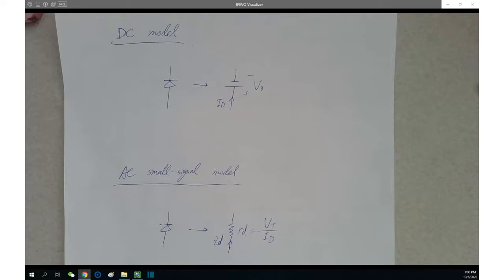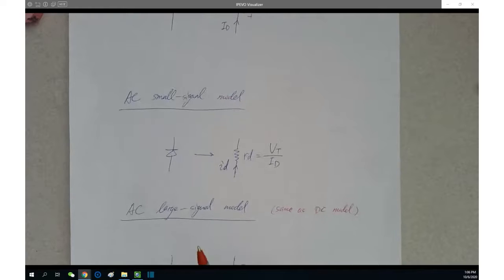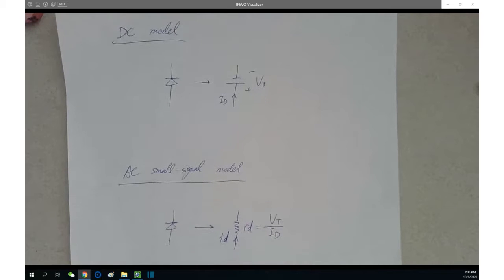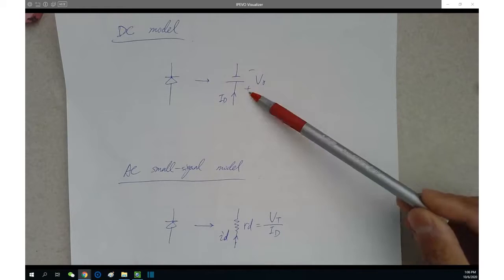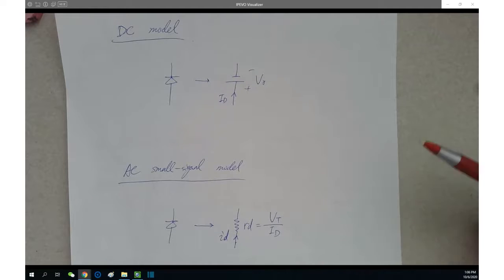We have 3 models for the diode. One is the DC model. The DC model of the diode is just a cut-in voltage V_gamma, whatever the value is given. Just be careful about the orientation. This is the DC model, for DC analysis.